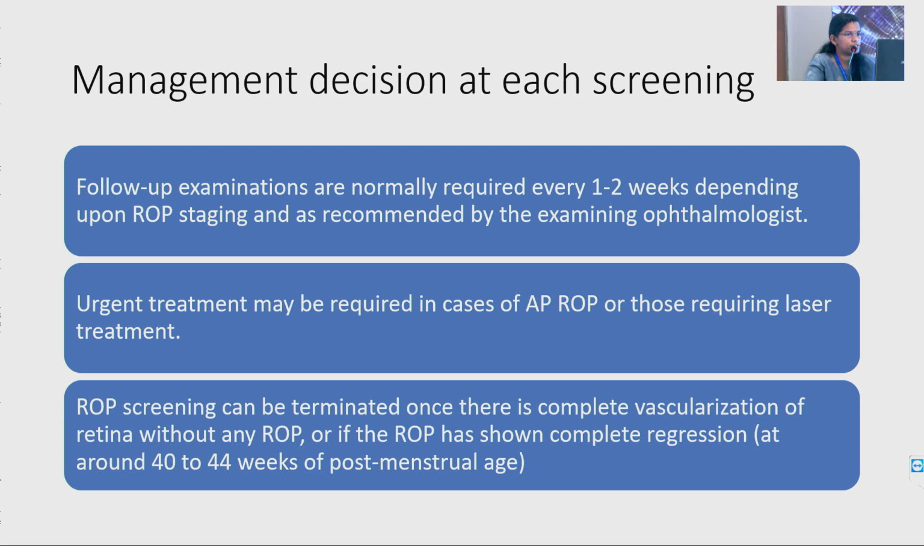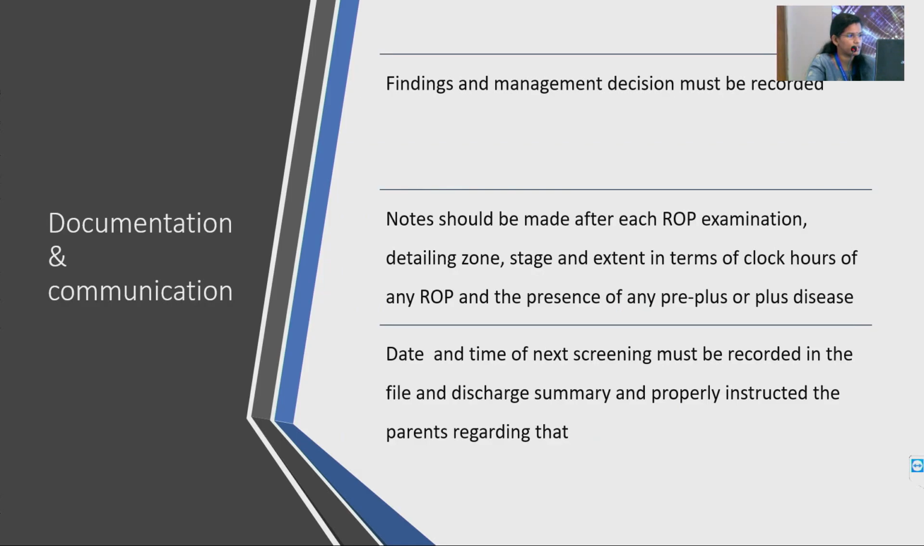For the management decision at each screening, follow-up examinations are routinely required at 1 to 2 weeks of interval, depending upon the ROP stage and the decision by the treating ophthalmologist. Urgent treatment is usually required within 48 hours in case of an AP-ROP case, and also for babies with treatable, vision-threatening lesions. ROP screening can be terminated once there is complete vascularization of the retina without any ROP, or if the ROP has shown complete regression by around 40 to 44 weeks of post-menstrual age.